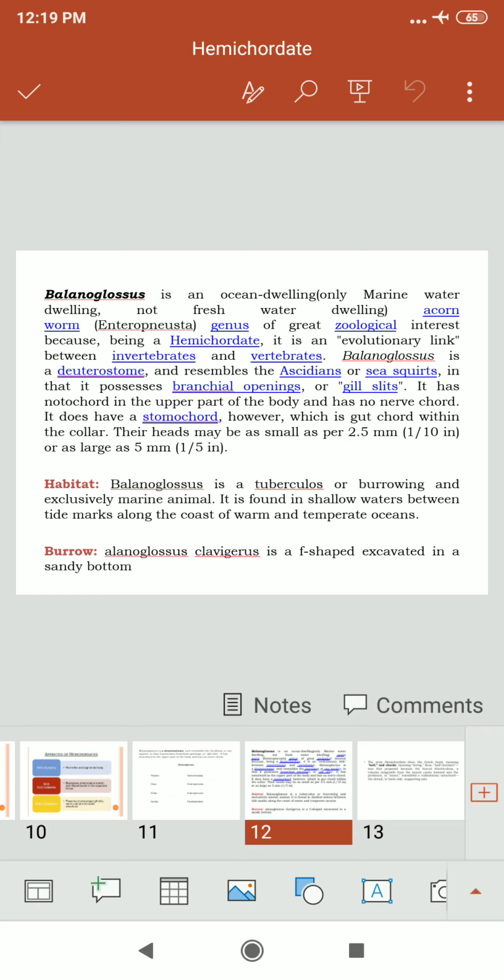See this Balanoglossus collar lies posterior to the proboscis and anterior to the trunk.